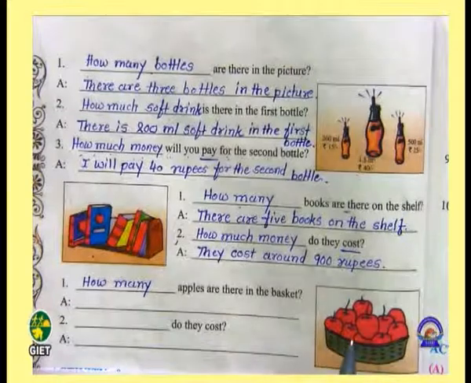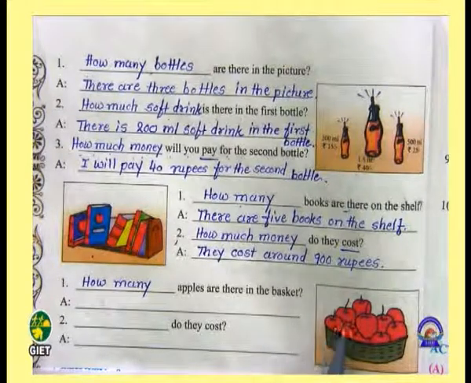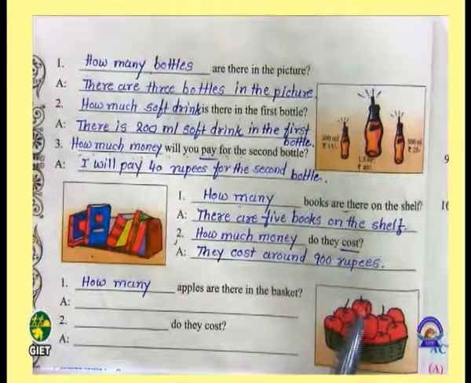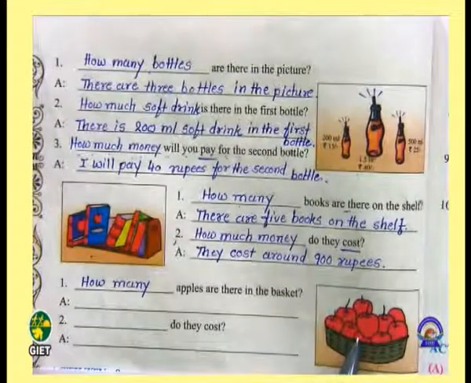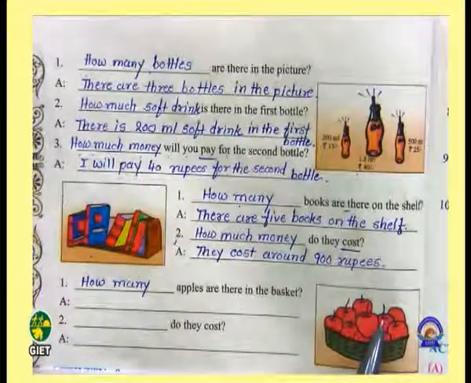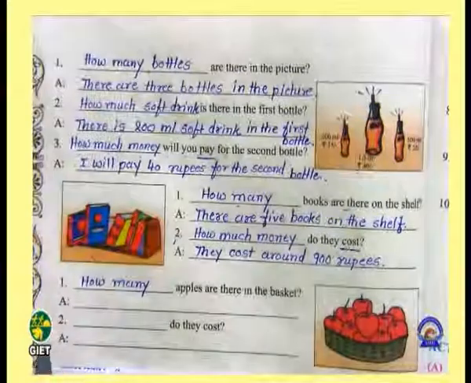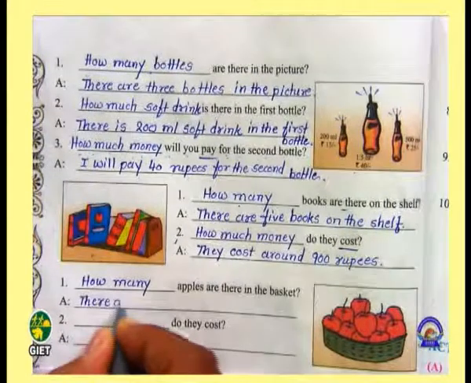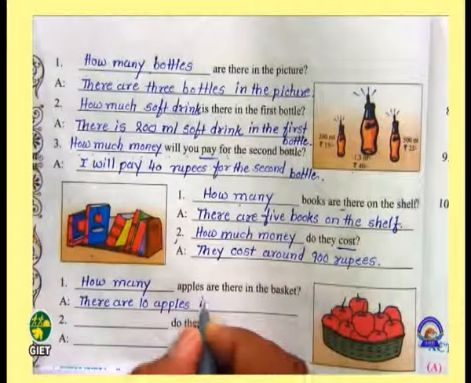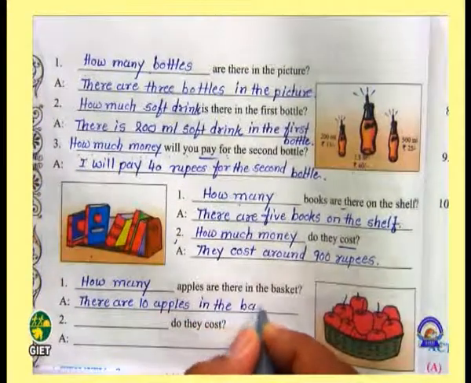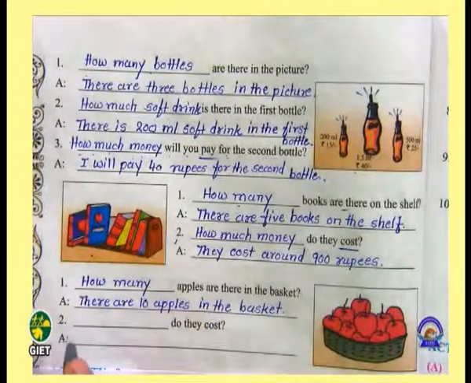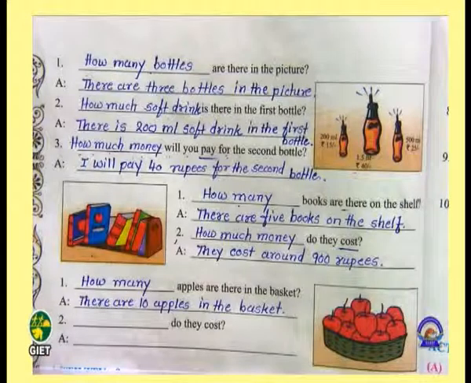Let's count them. 1, 2, 3, 4, 5, 6, 7, 8, 9, and 10. So how many apples are there? There are 10 apples in the basket. Very good. Now let's see the second and the last question.